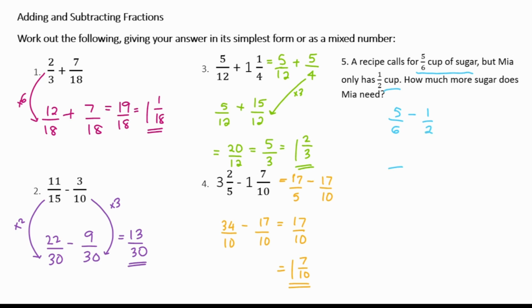So we will first make these fractions both over 6 because 6 is the LCM of 2 and 6. The first fraction remains the same. For the second one, we can multiply by 3, and that makes it 3/6. If we take that away, we get 2/6, and we can simplify that using our 2's to get 1/3. So Mia needs 1/3 cup more of sugar for this recipe.